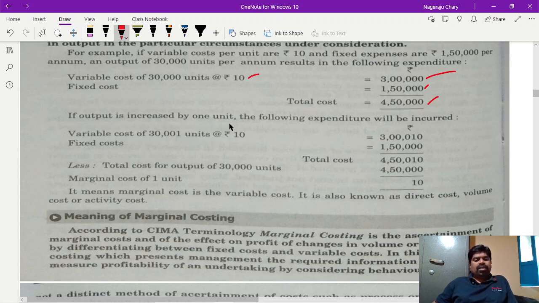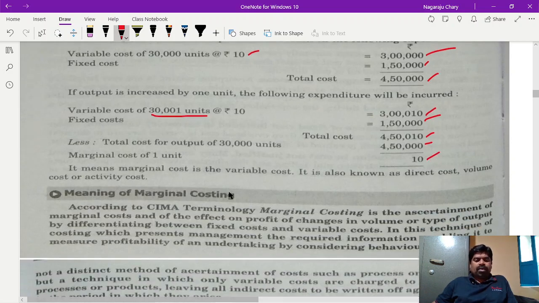So this is the total cost of that concern. If output is increased by 1 unit, the following expenditure will be incurred. You see, variable cost, if 1 unit is increased, is 3 lakhs 10 rupees. Fixed cost, there is no change. So that's why total cost increased by 10 rupees. Now total cost for 30,000 units is 4 lakhs 50,000. Now marginal cost per unit is 10 rupees.